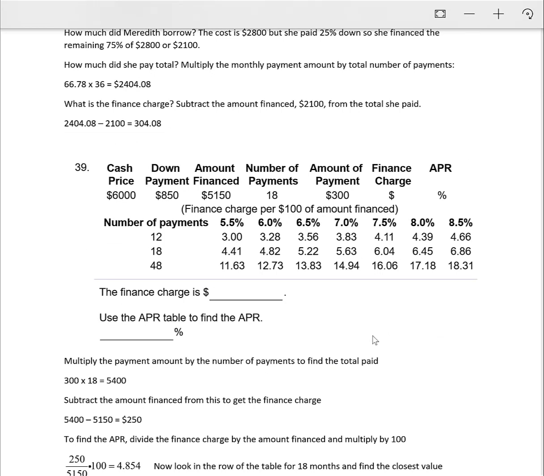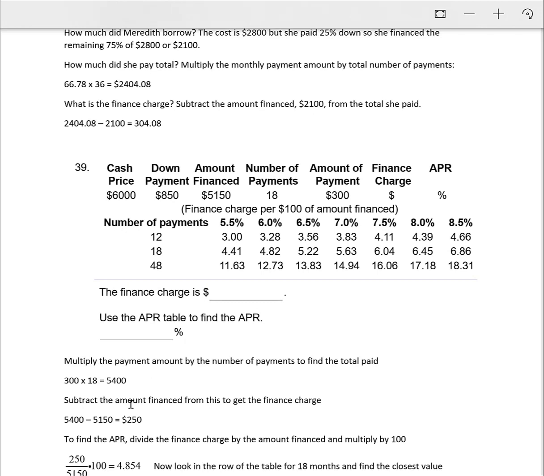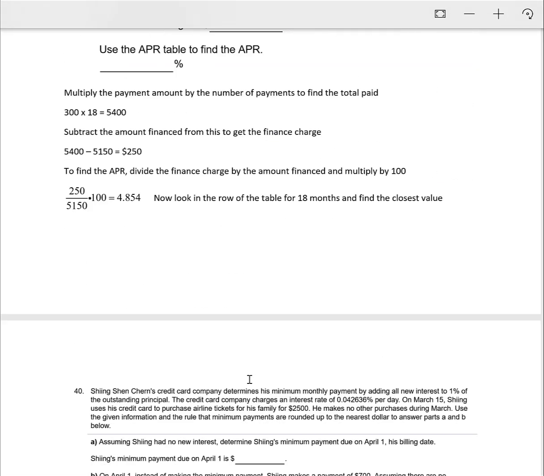Now this time we're going to do the same thing to find the finance charge. So we're going to take the amount of the payment, 300, times the number of payments, 18, which is 5,400, subtract the amount financed to get the finance charge. Now, to find the APR using a table like this, you take the finance charge, divide by the amount you financed, and multiply by 100. And you get what we call the multiplier, 4.854. So you look in the row for 18 payments, and you find the closest value to that, and the closest value happens to be there, so the APR was 6%.